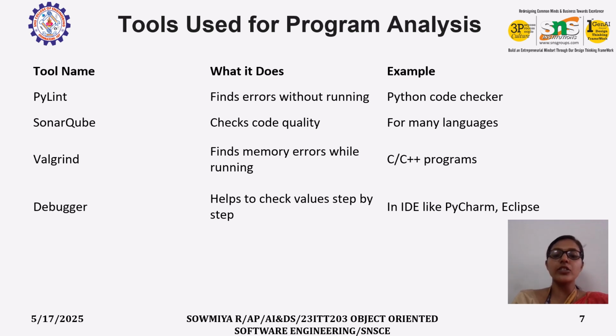Then dynamic analysis tools. Valgrind is used for memory analysis in C or C++. Then JUnit and Mockito are used as Java testing frameworks. Then Selenium is used for browser automation for UI testing. Then profilers like gprof and py-spy monitor the execution time and function calls. In professional environments, these tools are integrated into continuous integration and continuous deployment pipelines to ensure continuous verification of code quality.